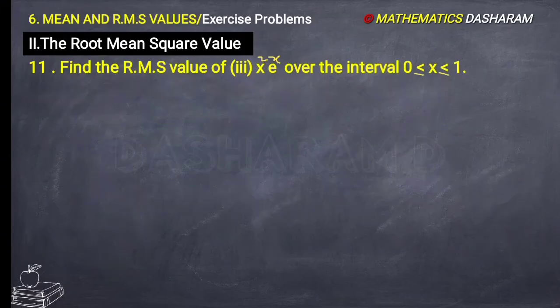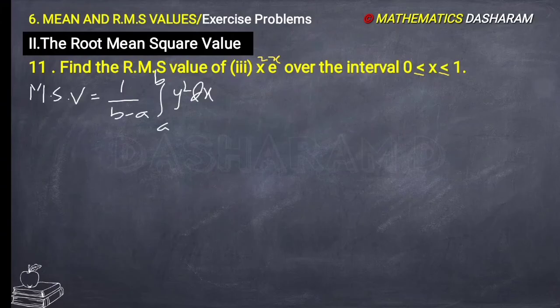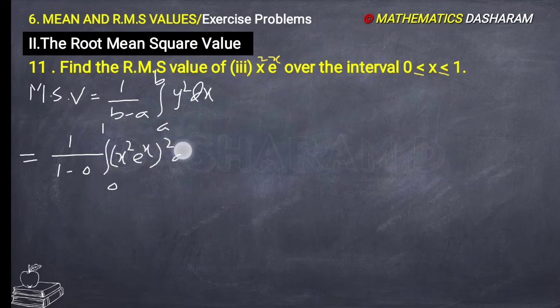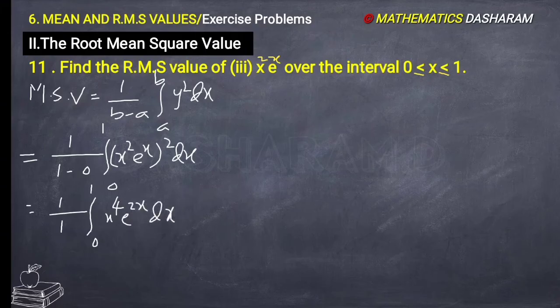Third question, x square into e power x over the interval 0 less than or equal to x less than or equal to 1. So the MSV value is 1 by (b minus a), 1 minus 0, integration 0 to 1 of (x square into e power x) whole square dx. So 1 by 1 minus 0 is 1, integration 0 to 1 x to the power of 4 into e power 2x dx. Let us apply the Bernoulli's rule.